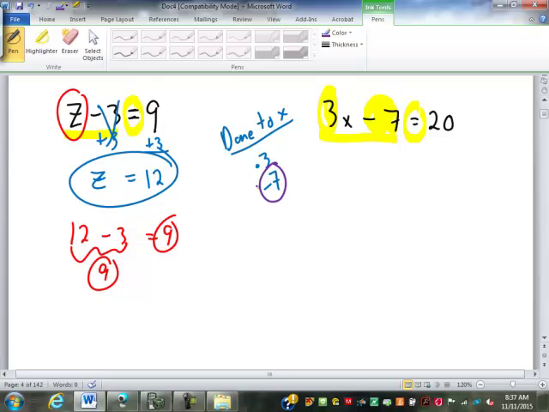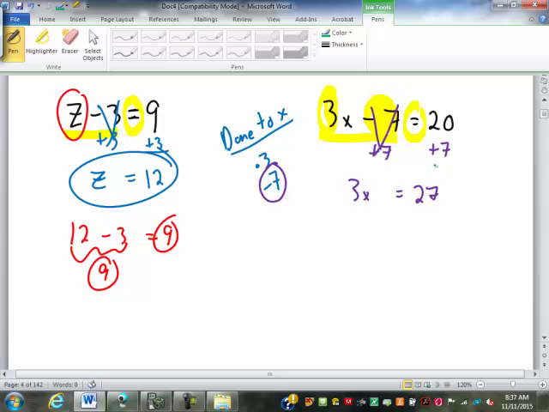So the last piece put on was subtracting 7. So we're going to do what to take it off? Add 7. So that minus 7 is gone, leaving us with 3x. But because of that balanced scale, we have to do the exact same thing to the other side of it. 20 plus 7 is 27.